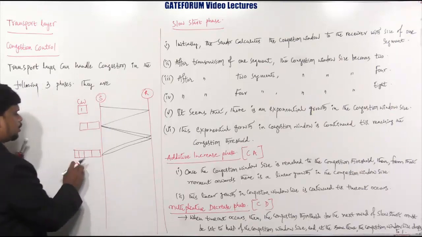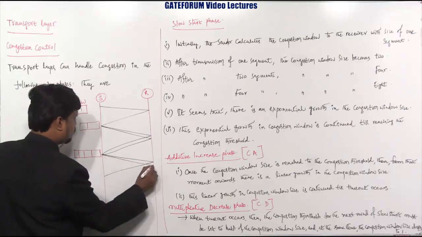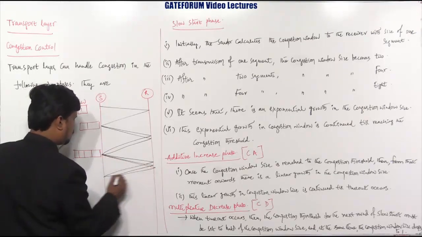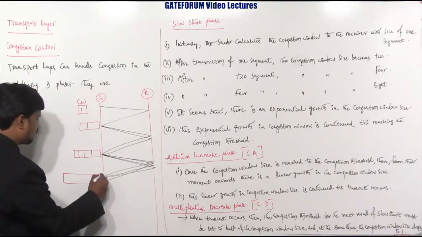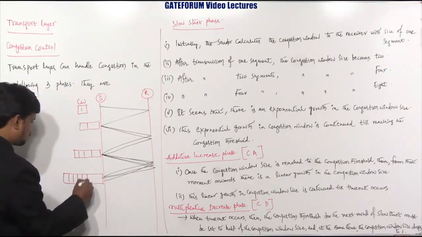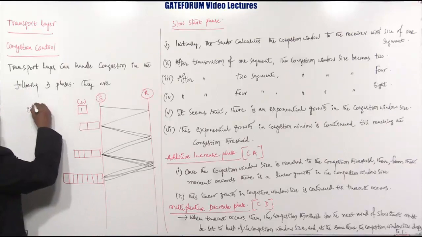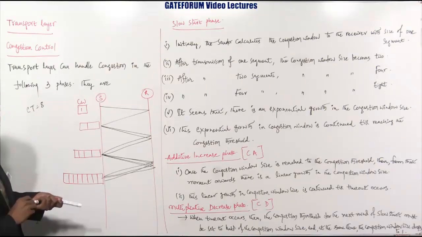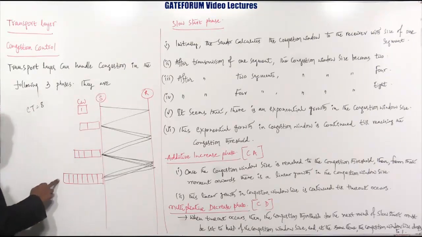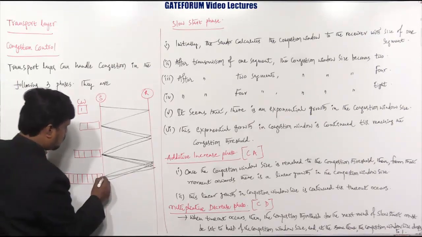Now we have 4 segments. We have transferred the first segment, the second segment, the third segment, and also the fourth segment. After transmission of 4 segments, the congestion window size becomes 8. If we assume that the congestion threshold is set to 8, then here we have reached the congestion threshold. Now how many segments can I transfer? 8 segments.